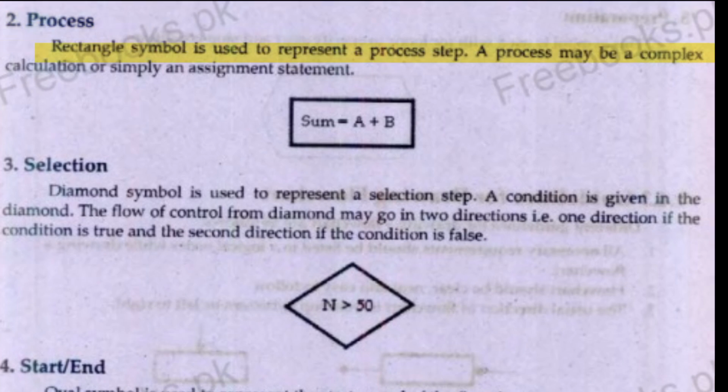2. Process. Rectangle symbol is used to represent a process step. A process may be a complex calculation or simply an assignment statement. Sum is equal to A plus B.